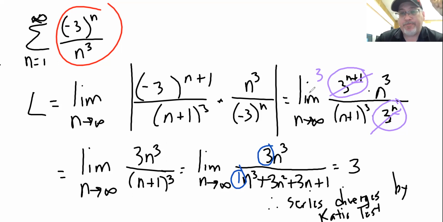So you set up a ratio of consecutive terms. So you multiply the next term times the reciprocal of the current, drop an absolute value on it, so any alternators are gone. Take the limit. If it's greater than 1, diverge. If it's less than 1, absolute convergence. If it's equal to 1, inconclusive. Take a look at another one.